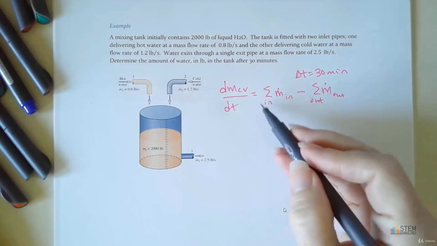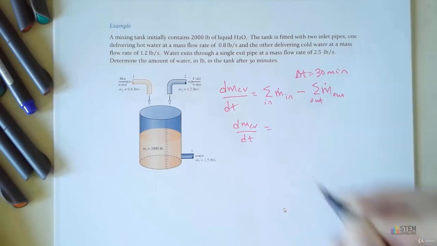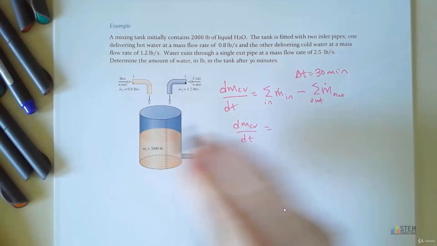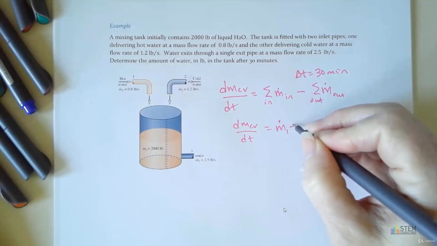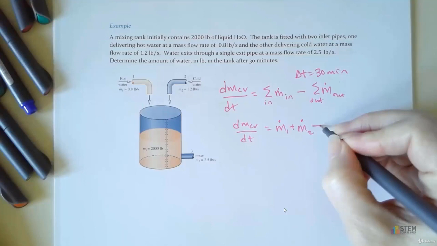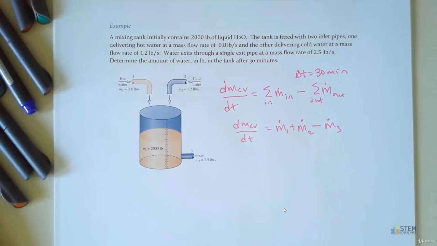So let's go ahead and fill in this right-hand side. We'll leave the left-hand side alone for now. So the time rate of change of the mass in the control volume is going to equal m1 dot, so that's our hot water, plus m2 dot for our cold water, minus m3 dot for the exit. All right, so that's our right-hand side. So basically you just are going to sum up the mass flow rates for all of your inlets, subtract the sum of all of the mass flow rates for your outlets.